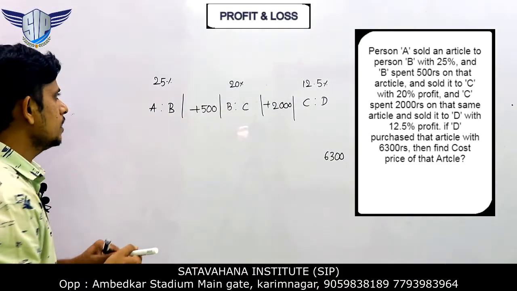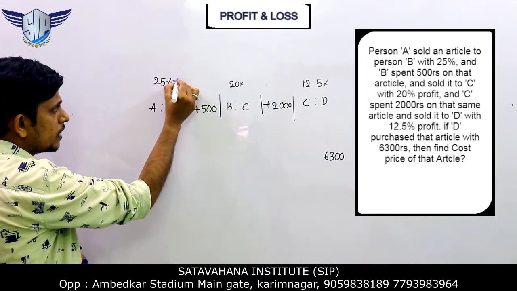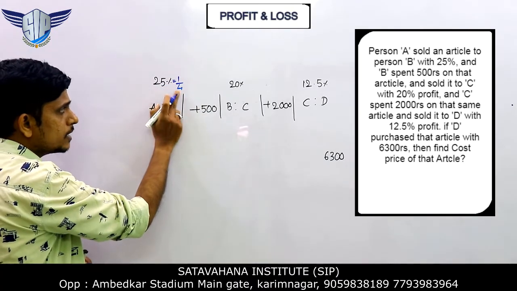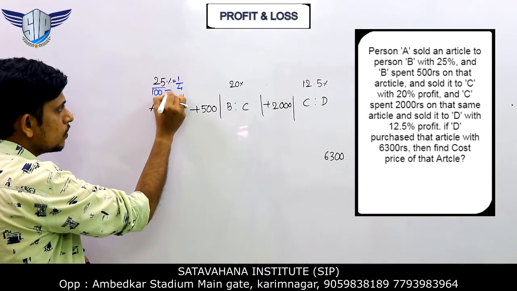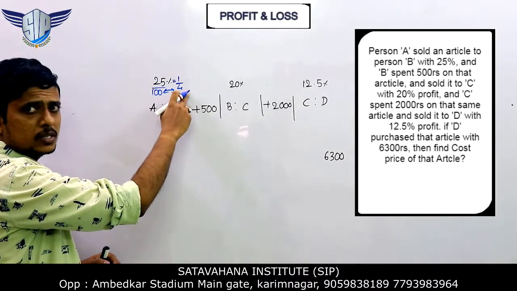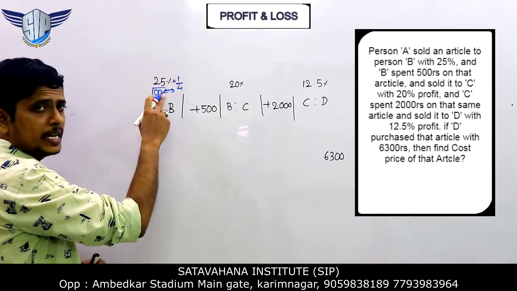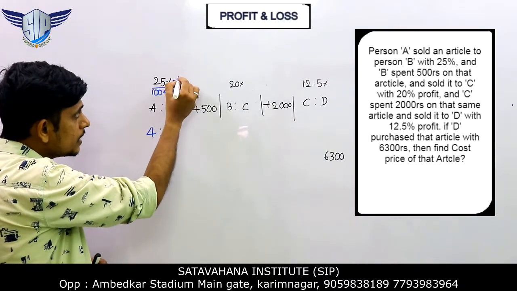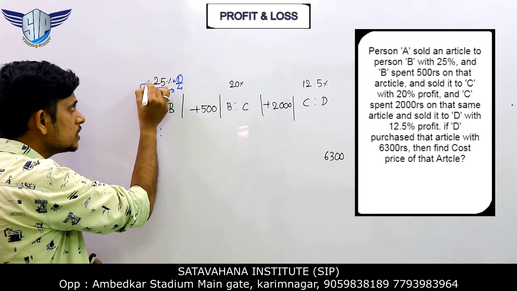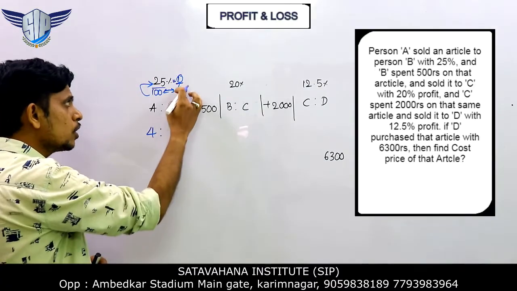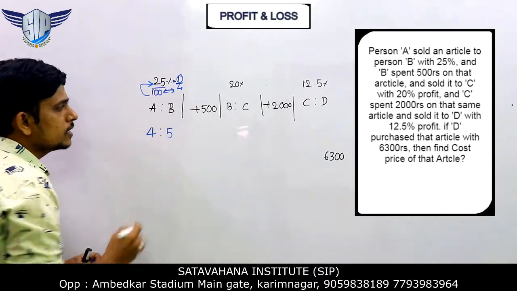Therefore here 25% meaning is 1/4. Here 100% value is equal to 4 parts. Therefore instead of 100 I will write 4, and here instead of 25, 100 plus 25 is equal to 125, or 4 plus 1 is equal to 5.